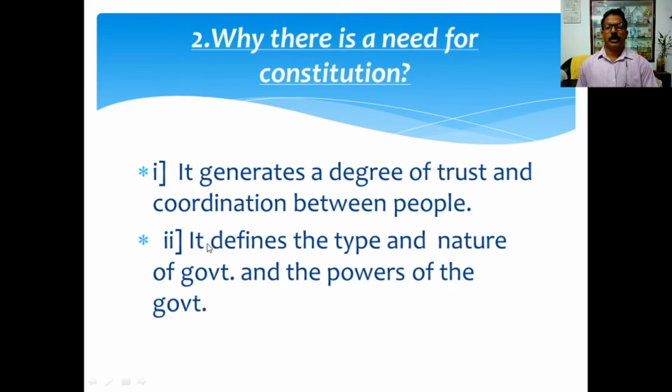Second one, it defines the type and nature of government and powers of the government. What are the powers of the government? What kind of government are we supposed to have? All these are mentioned in the constitution. The powers of the legislature, the powers of the executive, the powers of the judiciary, the powers of the central government, the powers of the state government, all these are very clearly specified in the constitution.